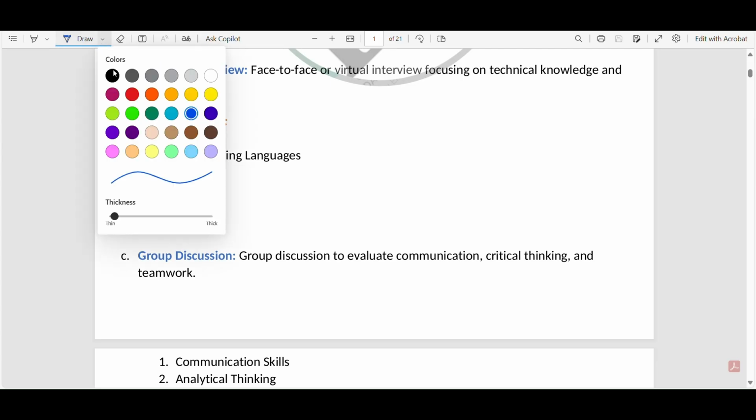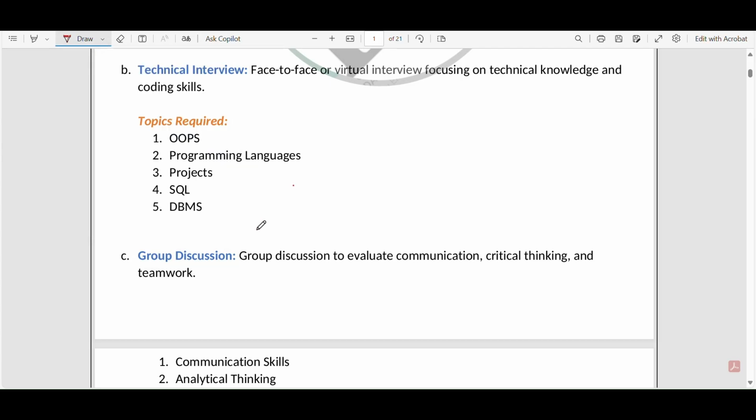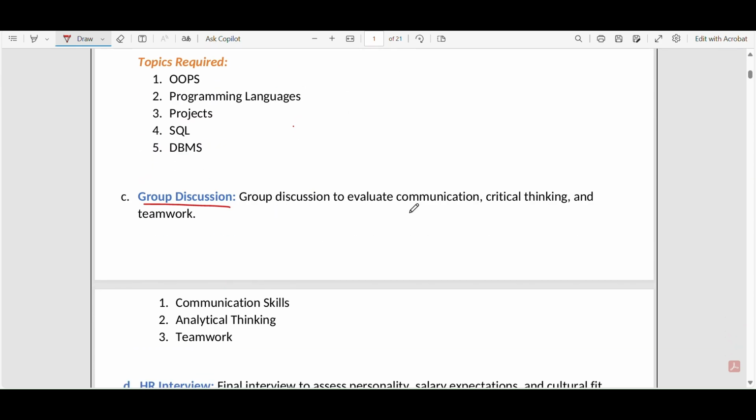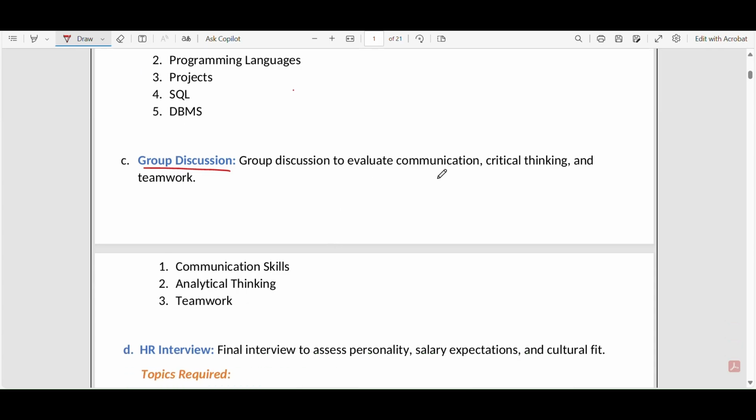So next we are having group discussion, right? In the group discussion, they will evaluate your communication, how you are communicating, without any harsh words, without arguing. You have to communicate in a formal way. And critical thinking: you will be given a topic, and on that you have to discuss.